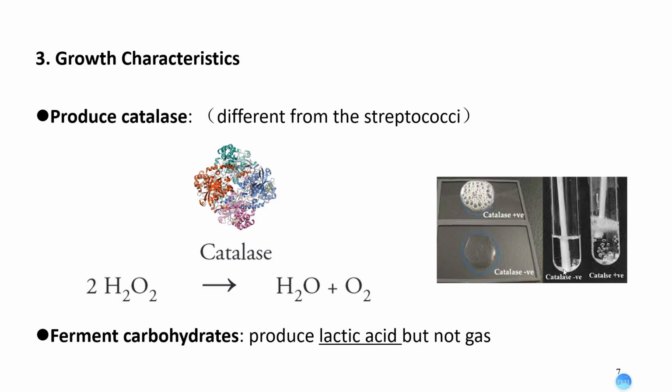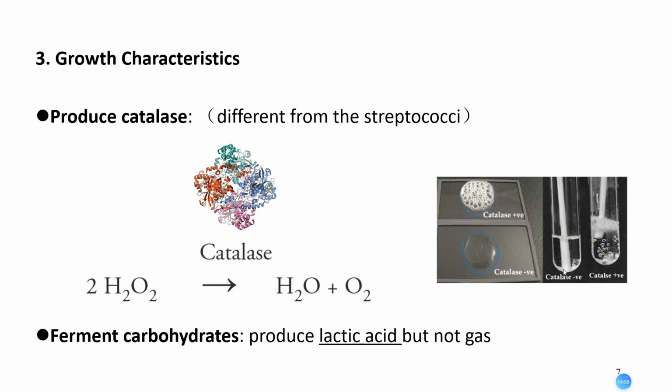So this is an experiment we can do in the lab. On the glass slide, first you put the bacteria on the surface. You stick the bacteria on the glass slide. Then you drop the hydrogen peroxide solution onto the bacteria. If the bacteria is able to produce catalase, you will see a lot of bubble forming immediately. In several seconds, you can see the bubble. So that's the catalase positive bacteria.